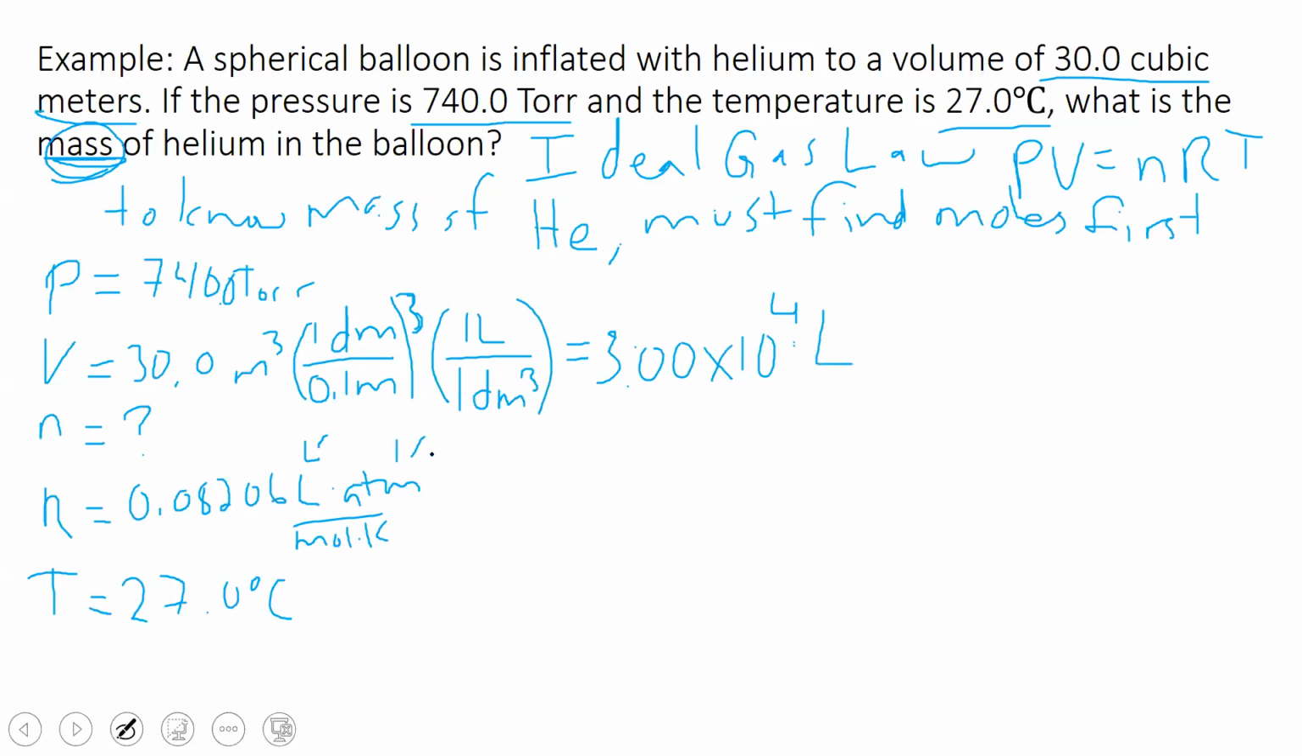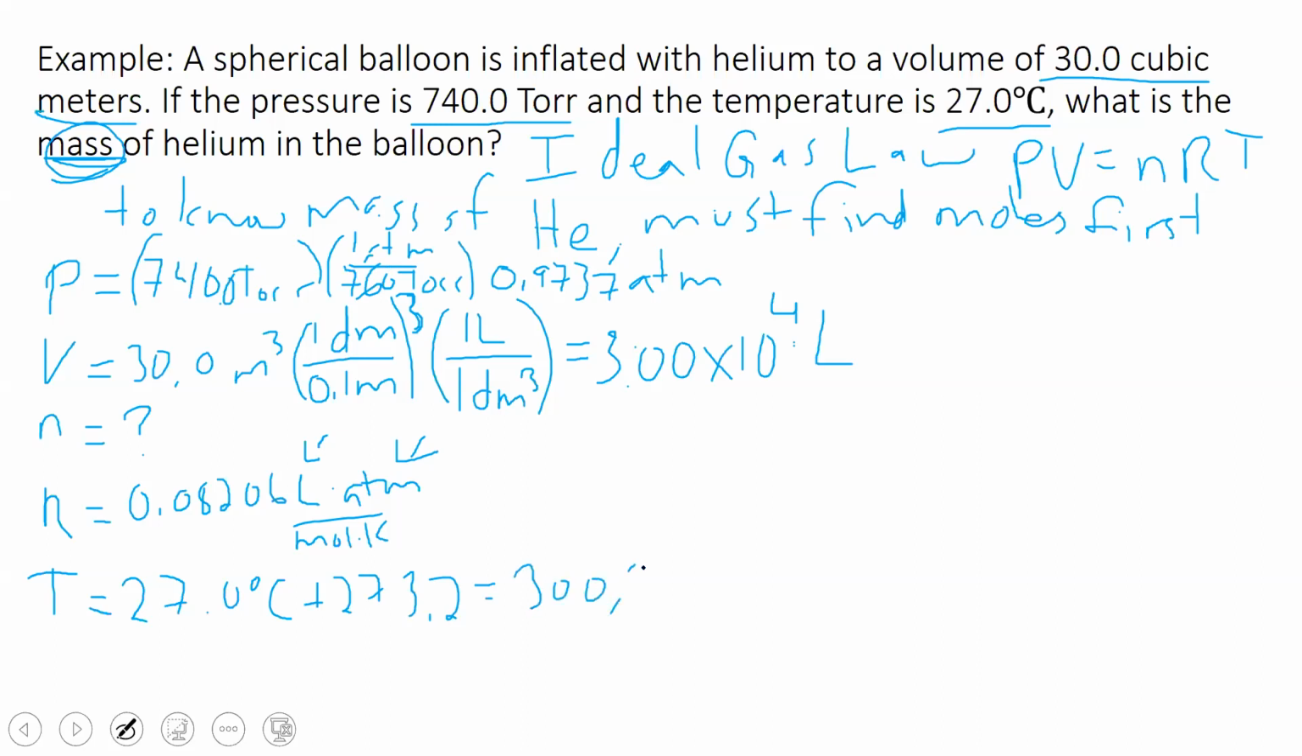The pressure here needs to be in atmospheres. We can change the pressure from torr to atmospheres using the relationship that 1 atmosphere is 760 torr. So you get a pressure of 0.9737 atmospheres. The temperature needs to be in Kelvin, so we add 273.2 to this, and you get a value of 300.2 Kelvin.